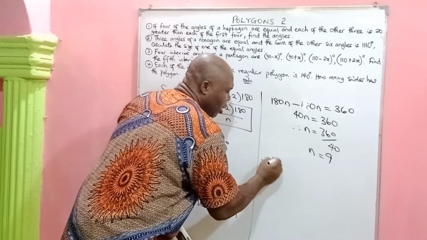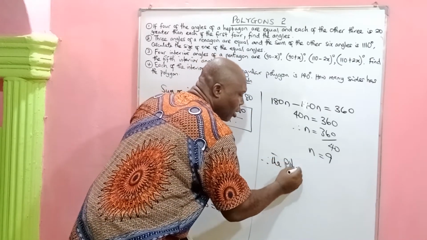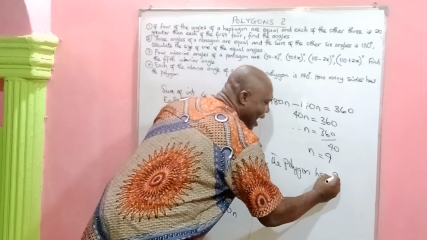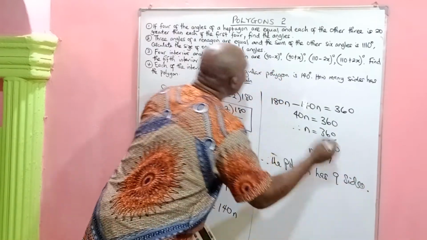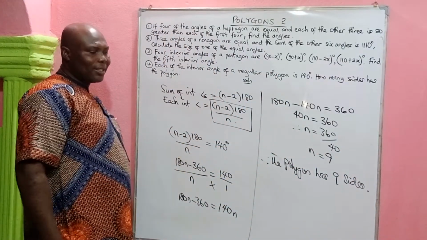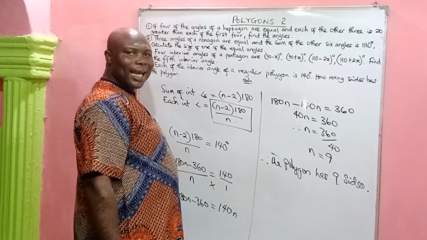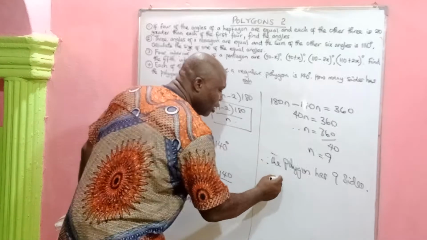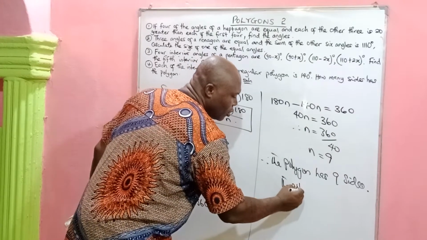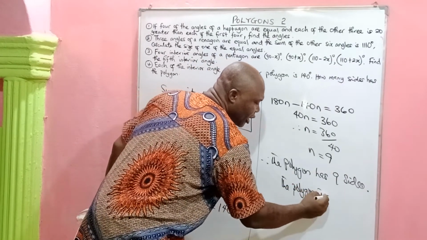Therefore, the polygon has 9 sides. Because the question is how many sides has the polygon, the polygon has 9 sides. And if that polygon has nine sides, what polygon is that? The polygon is a nonagon.